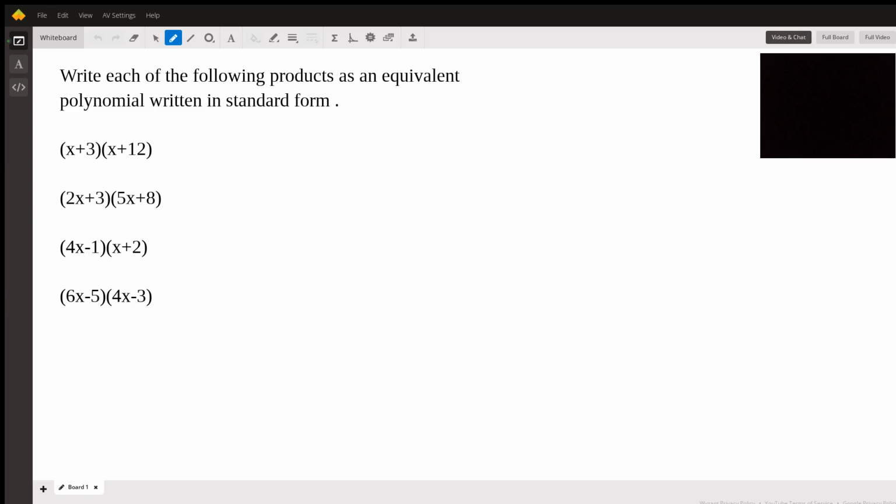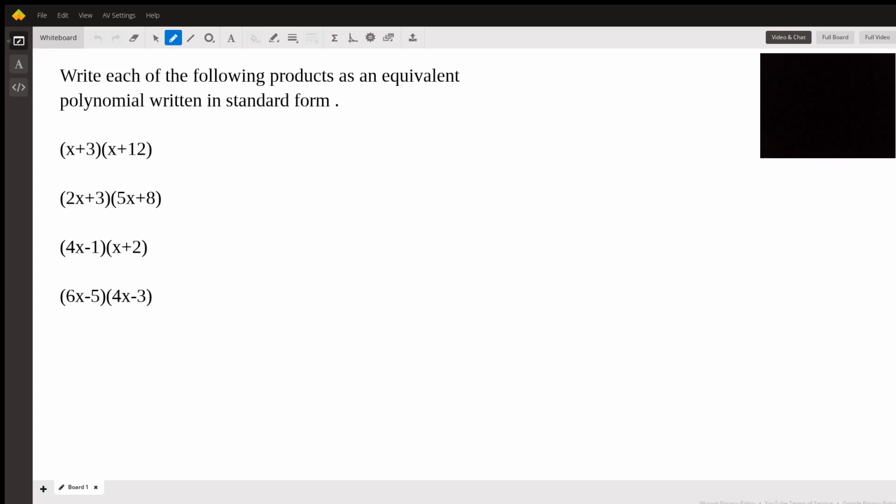This kind of thing has a lot of different names: distributing, foiling, and so on. It's a basic operation. You would have learned this in Algebra 1. Sometimes you'll see it even earlier, in pre-algebra in middle school. So it's a very basic thing that you have to be very good at.